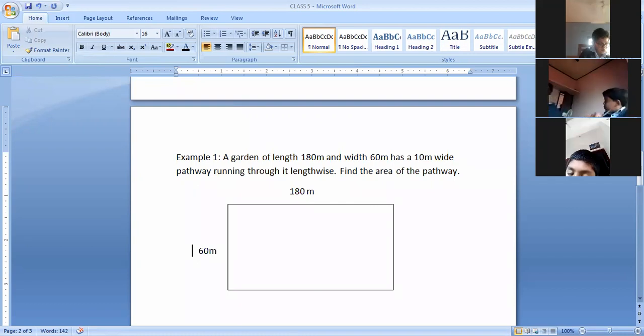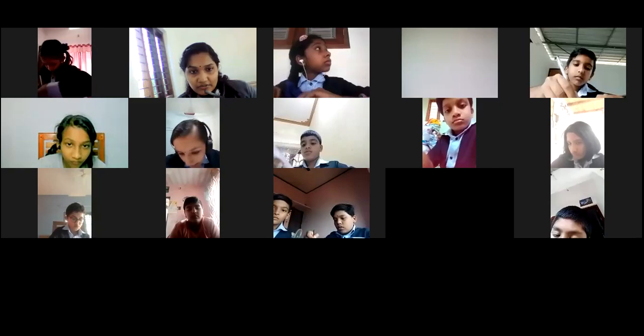Lengthwise pathway എന്ന് പറയുമ്പോൾ breadthന് parallel ആയിരിക്കോ lengthന് parallel ആയിരിക്കോ? We have only 1 minute left. When the class will end, you have to rejoin. Let me remind you, you have to rejoin. 1 minute left.